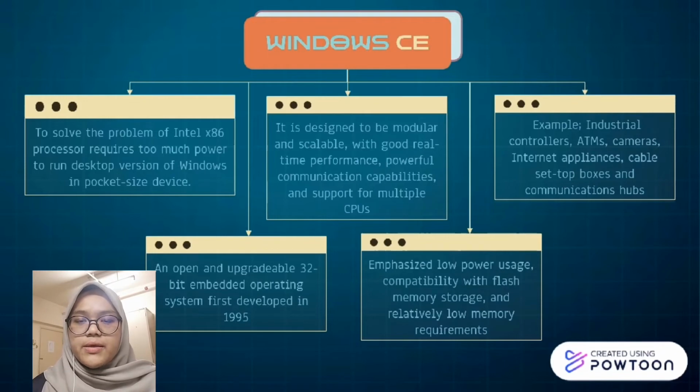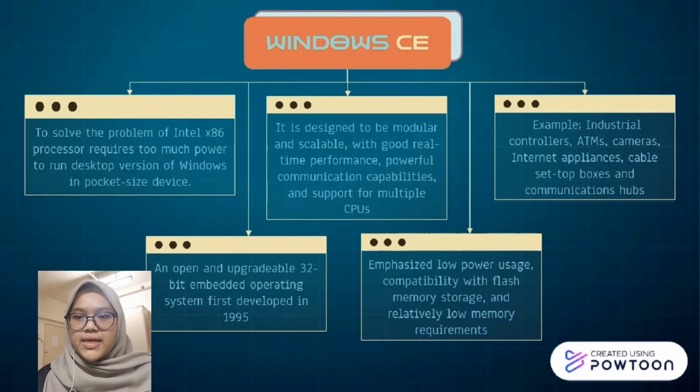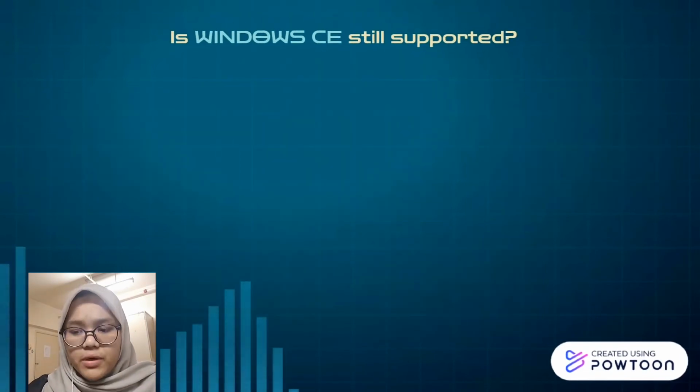It is designed to be scalable and modular, has good real-time performance, powerful communication capabilities, and also support for multiple CPUs. In Windows CE, it emphasizes low power usage, has compatibility with flash memory storage, and also has relatively low memory requirements. Windows CE can be found in industrial controllers, ATMs, cameras, internet appliances, cable set-top boxes, and also communication hubs. Is Windows CE still supported?